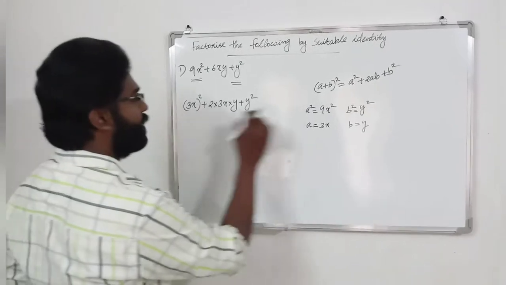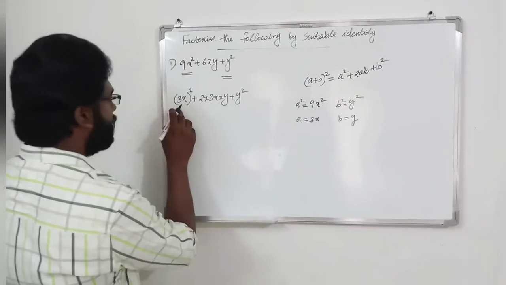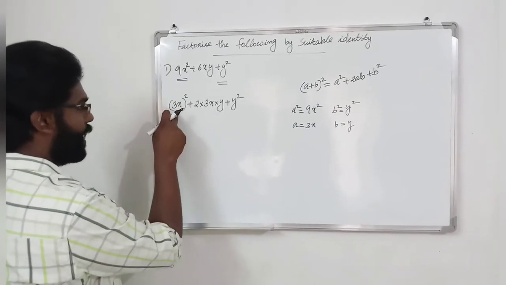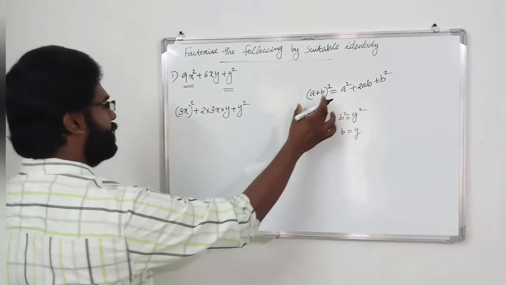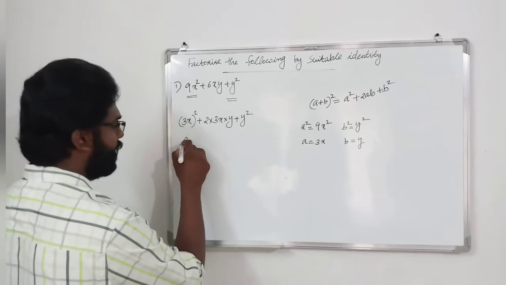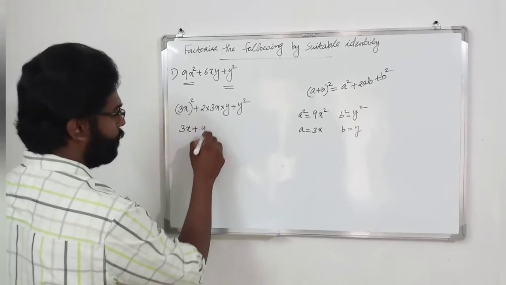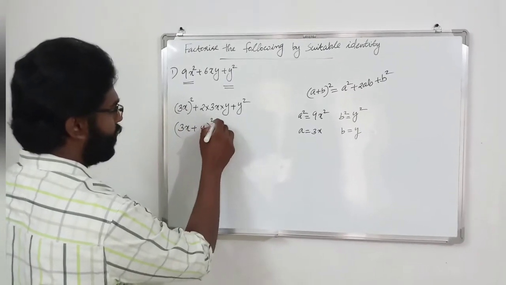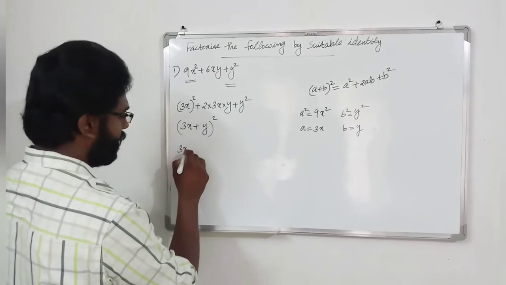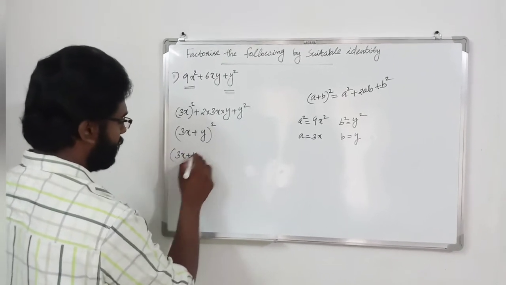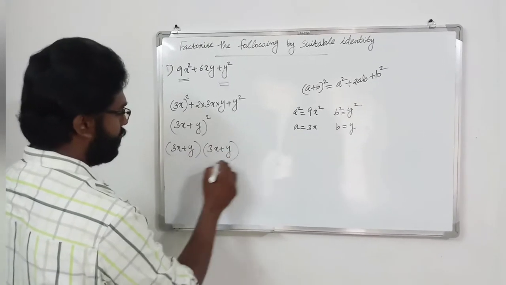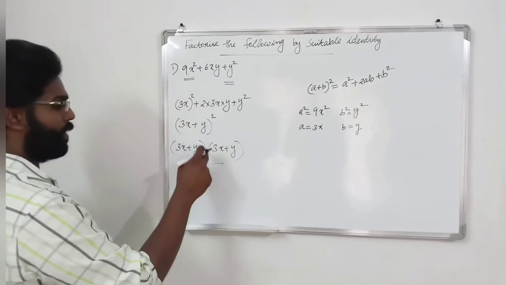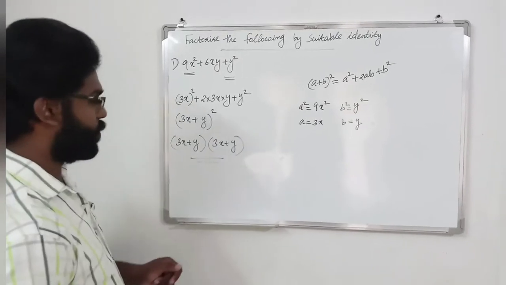Now we write the identity form. Now this is our identity form, a square plus 2ab plus b square. So what is the identity form? A plus b the whole square. So a plus b the whole square, but you write 3x plus y into 3x plus y. You already studied. Don't stop here. Write 3x plus y into 3x plus y.